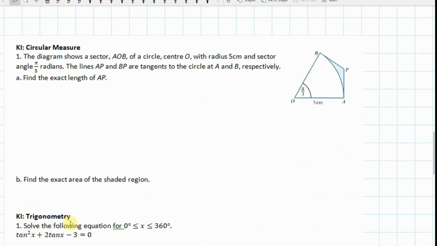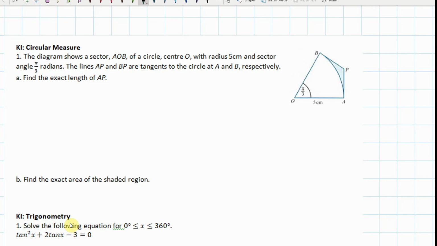Okay, so circular measure. We have a sector AOB of a circle centered O with a radius of 5 and a sector angle of pi over 3 radians. The lines AP and BP are tangents to the circle, and we've got to find the exact length of AP.